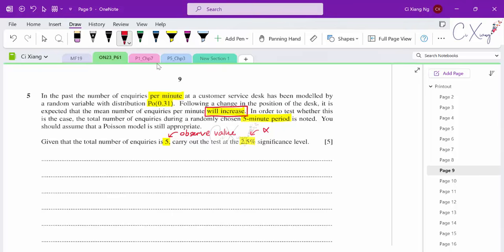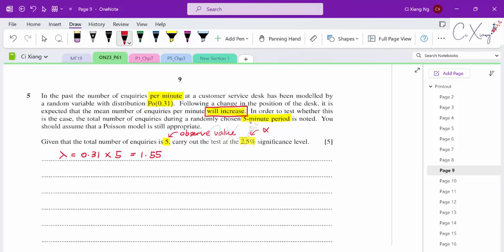Okay, so first of all, to set up the test, right? So it is quite obvious that we know this is a Poisson distribution test. The test on Poisson distribution mean. Okay, so they only give us the mean for 1 minute. Therefore, when you want to carry out the test, right, you can change it become the mean for 5 minutes. So you can try to calculate the lambda first. So for 1 minute is 0.31, right? So this is for 1 minute. So if we are interested for the 5-minute period, so I have to multiply with 5. And therefore, you're having 1.55.